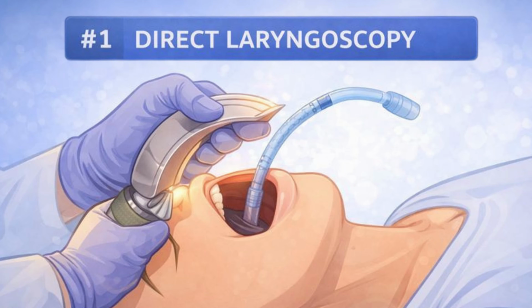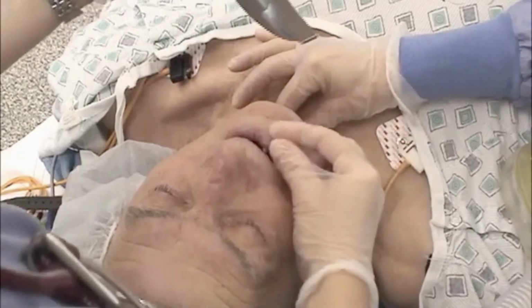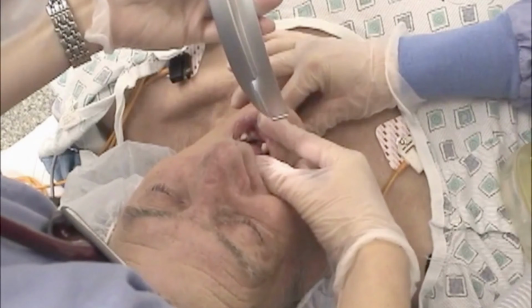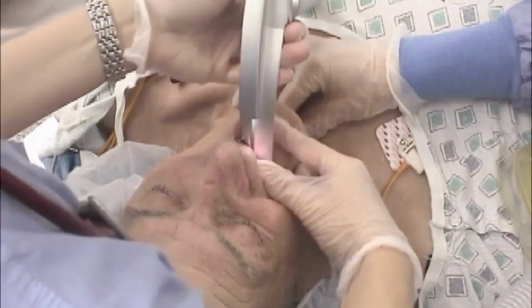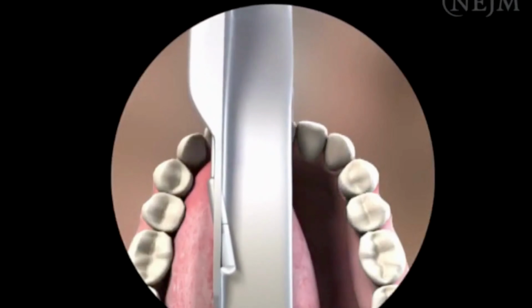We start with direct laryngoscopy. This is the technique every clinician learns first, and the one every other airway technique is built on. Direct laryngoscopy is simple in concept. You align the airway axis and directly visualize the vocal cords with your own eyes. No camera, no screen, just anatomy.